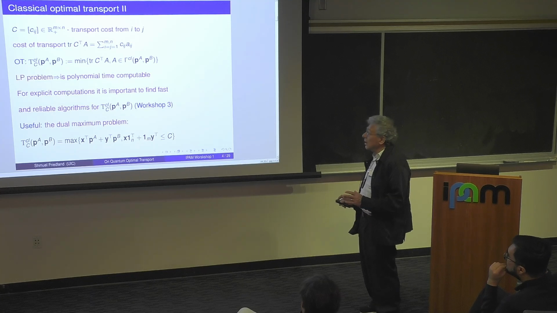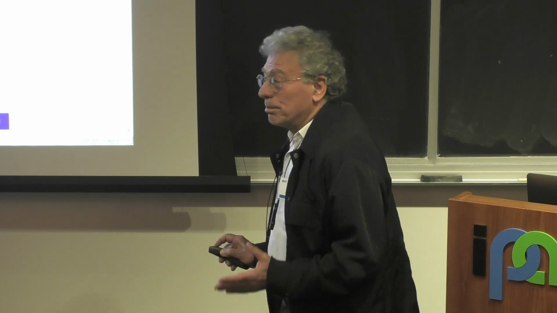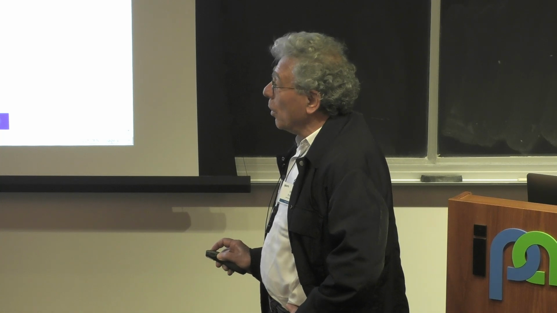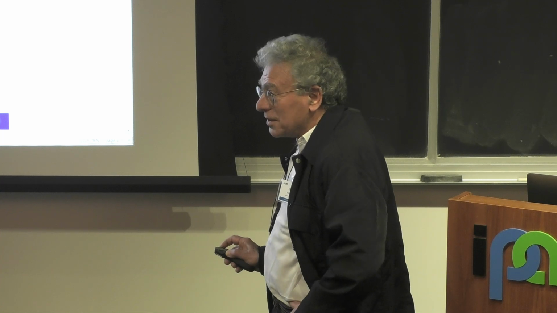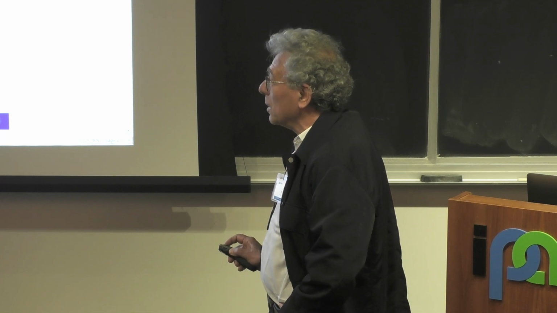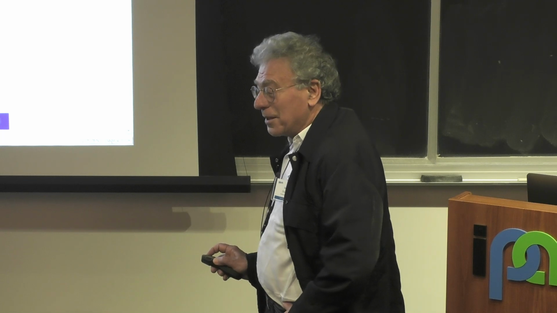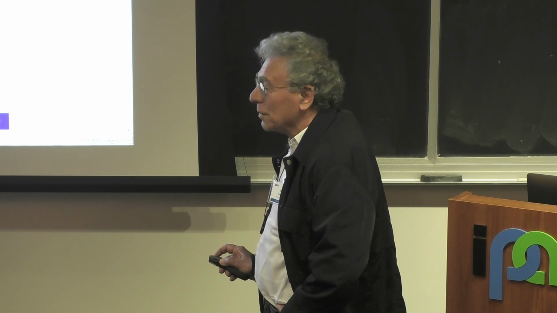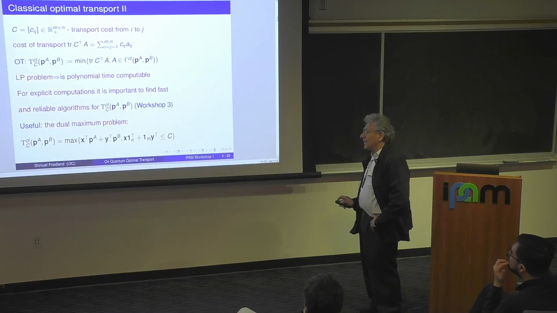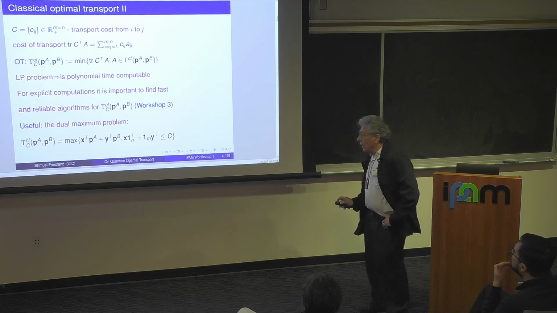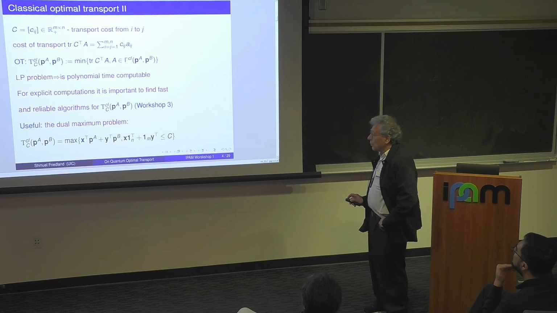Okay, so this is a linear programming problem. So we all know as theoretical mathematicians that actually now it's polynomial time computable. But when you do explicit computation, if you want to do it, it's important to do it fast. So this would be the topic of, I think, workshop number 3, which I hopefully would participate in. And so what are the reliable algorithms?